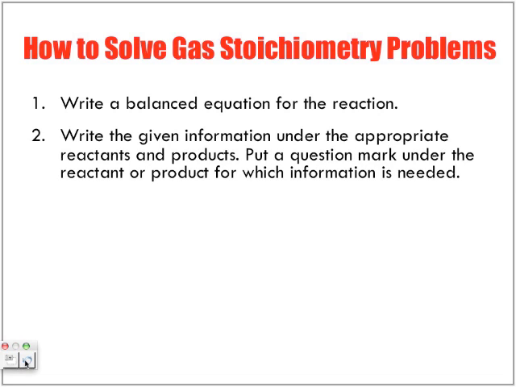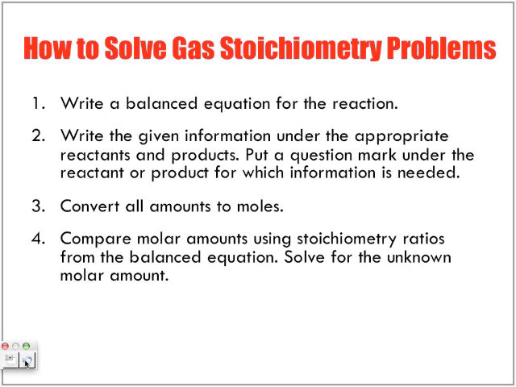Next one, write the given information under the appropriate reactants and products. So what is given, write it underneath those compounds in your formula once you've written out your balanced equation. Put a question mark under the reactant or the product for which the information is what you need to find. Convert all the amounts to moles. So find the actual mole ratios. Compare molar amounts using stoichiometry ratios from the balanced equation.